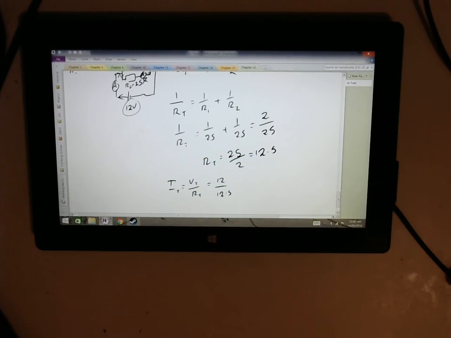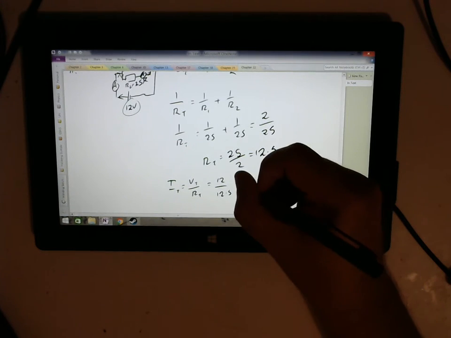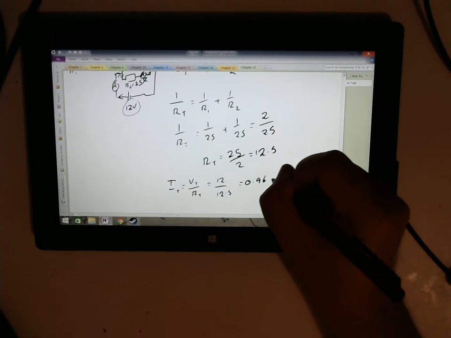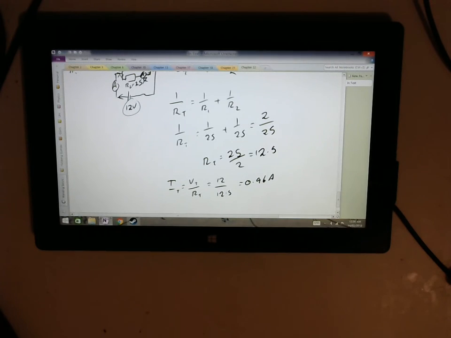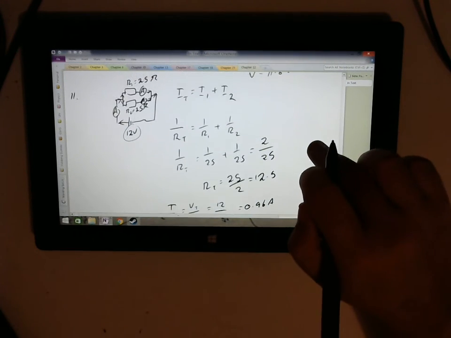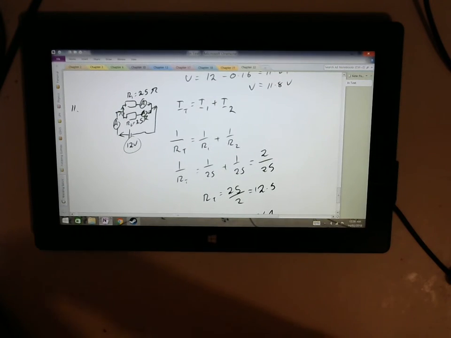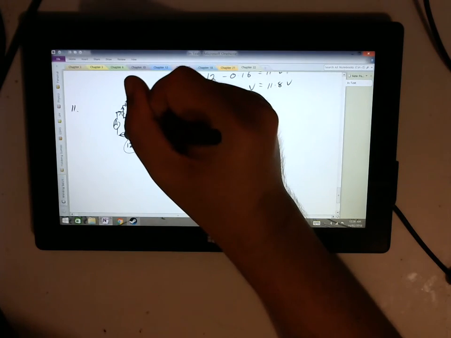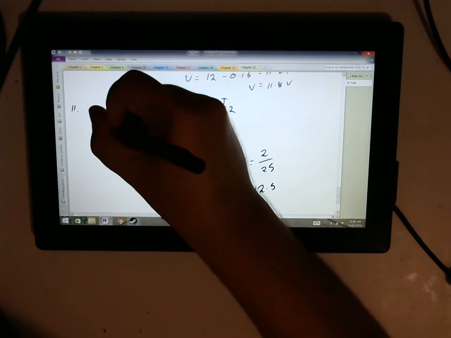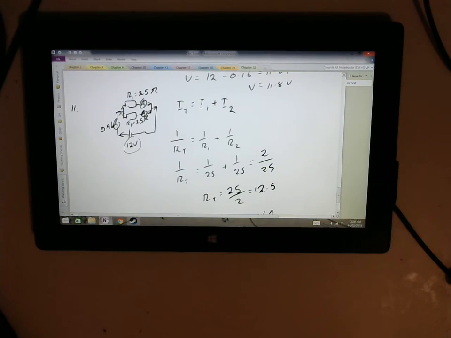And if we stick those together, let's see, where's my clear button on this thing? There it is. 12 divided by 12.5 gives us an answer of 0.96 amps for the entire current. Now, let's have a look at this diagram again. We know now that there is 0.96 amps coming up to this point.